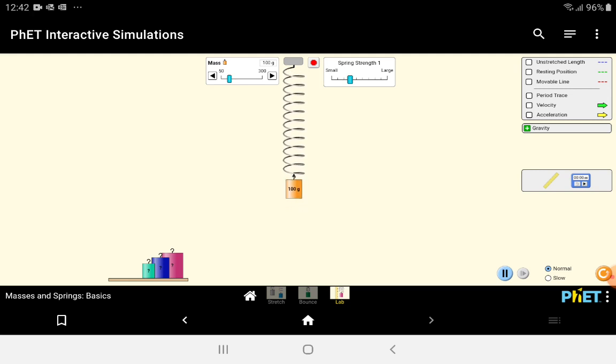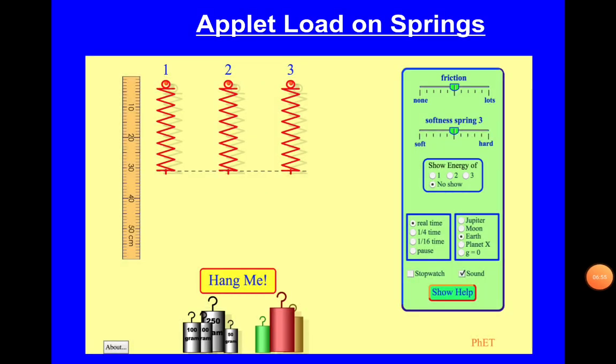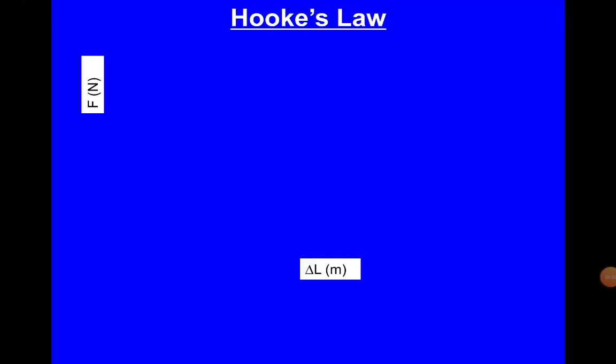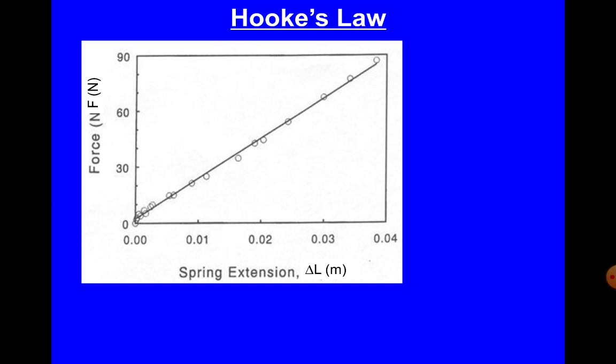But anyway, let's continue. When we look at Hooke's law, we see on the vertical axis we have the force, and on the horizontal we have the extension, and we use meters. And when you do your experiment and you have a nice spring, you must see a very nice straight line, and you can calculate the gradient. And what would be the gradient? That is the spring constant.